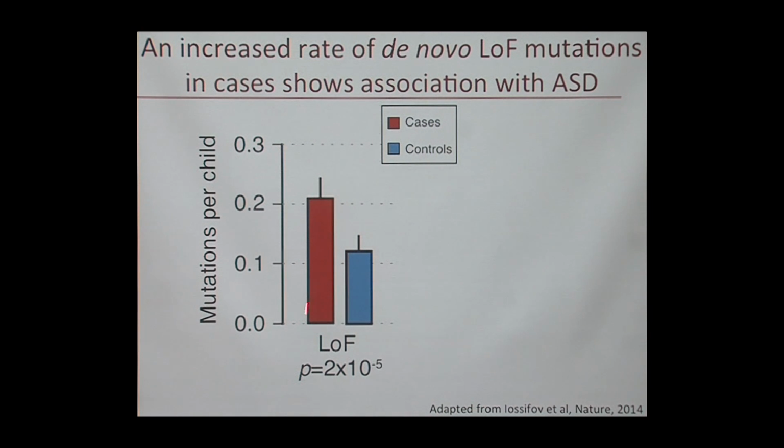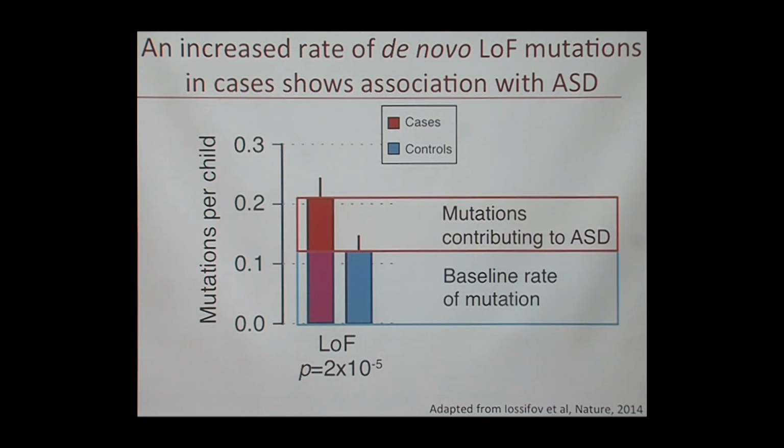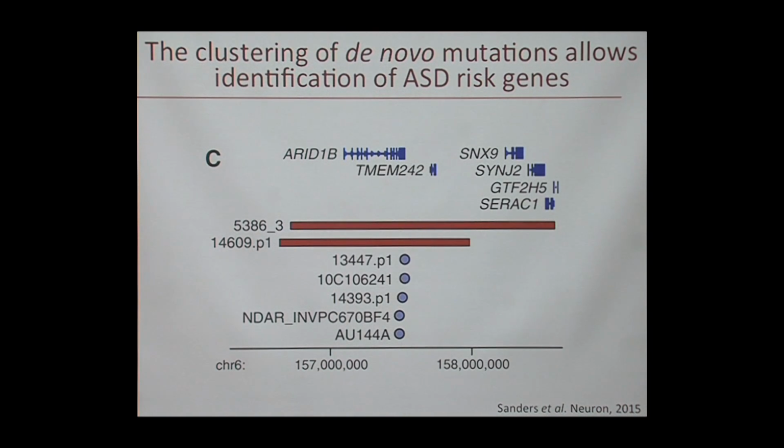Here we have the cases, the probands in red, and the controls in blue. These are the number of de novo loss of function mutations per individual, and our interpretation is exactly the same. Here is the baseline rate of mutation present in everyone, and this will be in genes which aren't associated with autism. For example, genes to do with your sense of smell, or that make the mucus that line the passages of your nose. They seem to be very prone to mutation. And here are the mutations contributing to autism. And again, what we need to do is work out which mutations are here versus which ones are here. And the same logic takes us through.